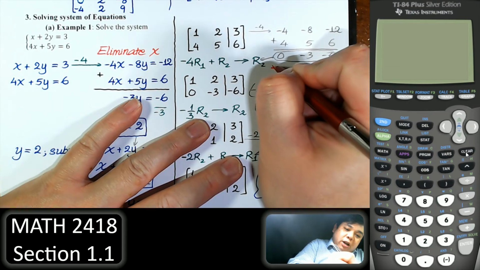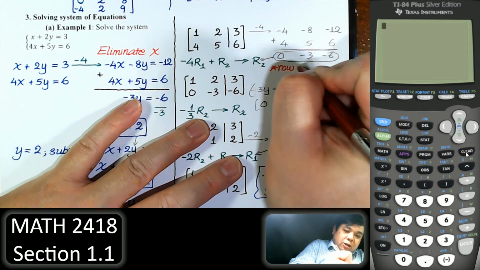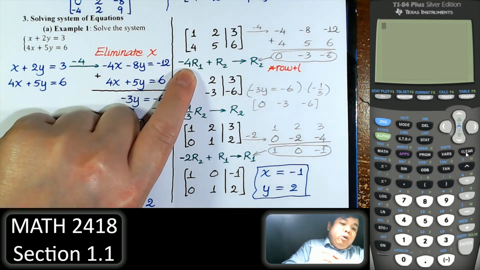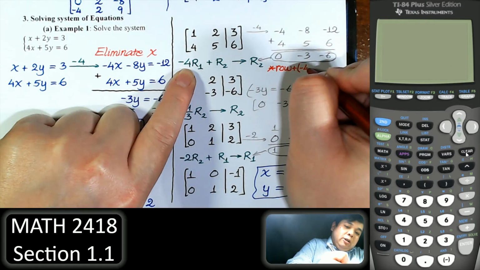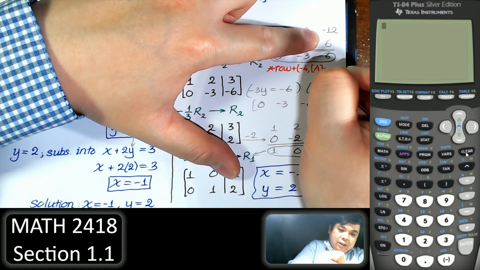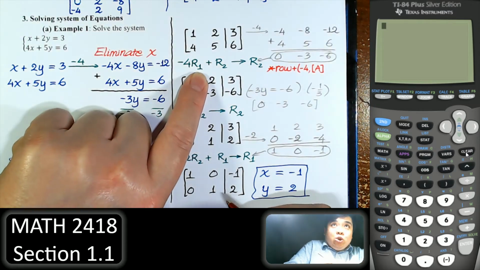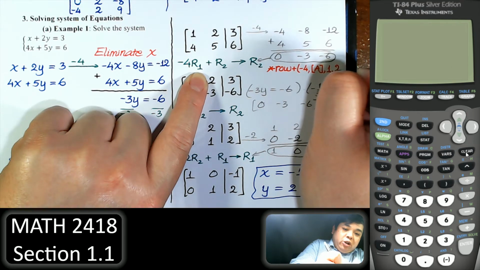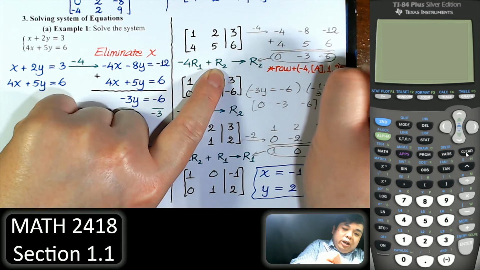We multiply a row and then add. We will multiply -4 into matrix A to row 1, and then add and replace to row 2, which is row 8.